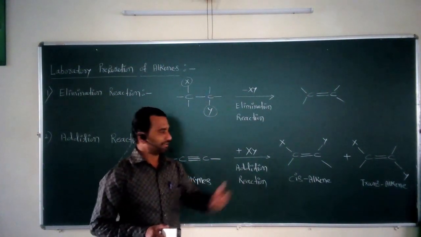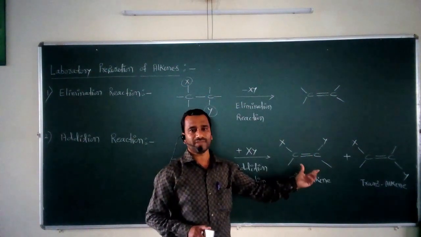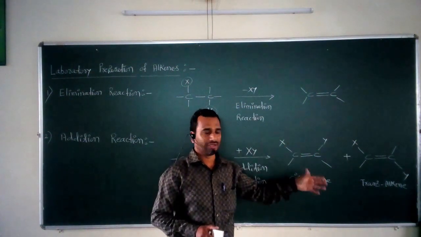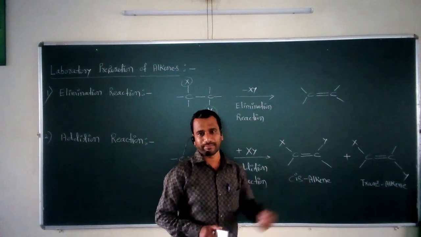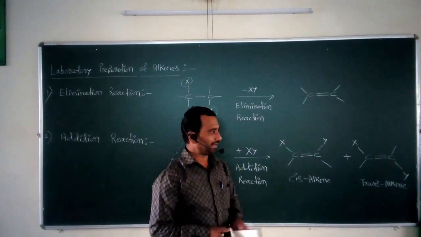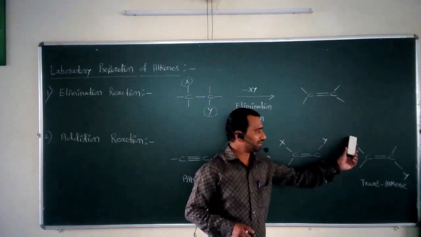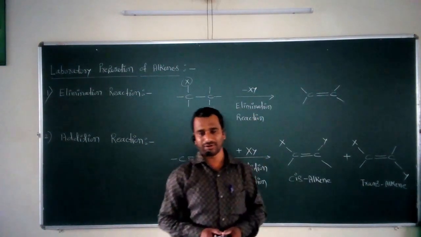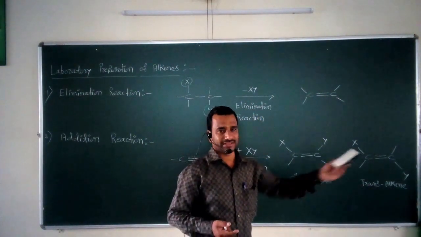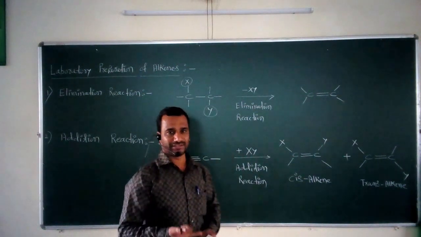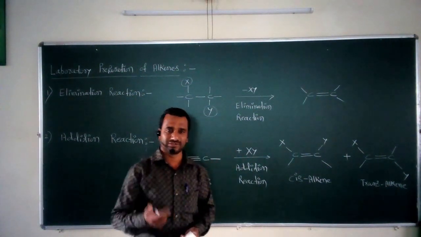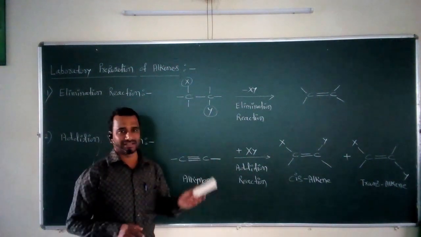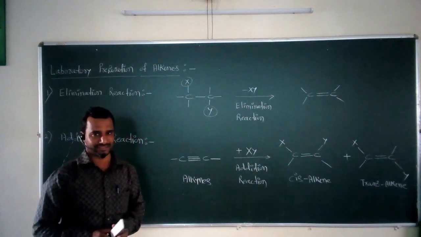One possibility is that these two, X and Y, can be added on the same side of the double bond. So you may get here the cis type of alkene, or they may be added across the carbon-carbon double bond on opposite sides, and that's why they form the trans type of alkene. So whether we get the cis alkene or trans alkene, that we will study in detail while considering this type of addition reactions.